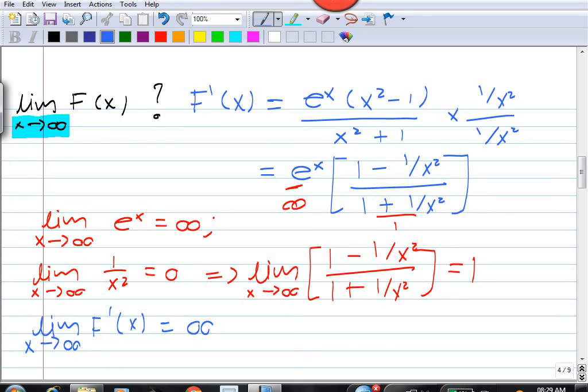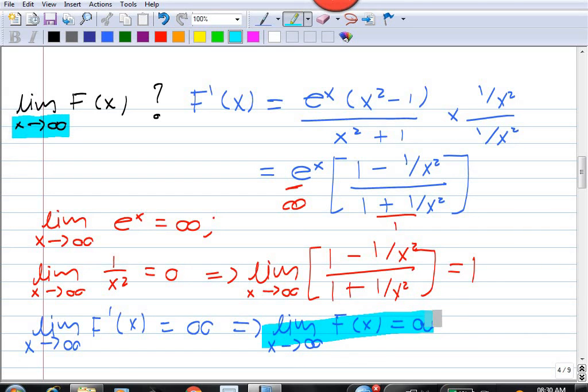And now we recall that we have a theorem that tells us that if the derivative of a function goes to infinity as x goes to infinity, then likewise the function itself goes to infinity as x goes to infinity. So now we have some information about what the function f does as x goes to infinity. The function f goes to infinity as well, so it blows up.